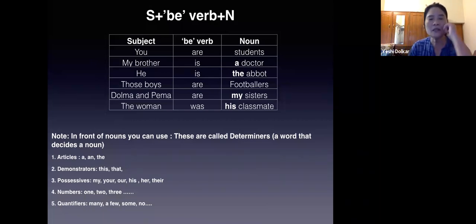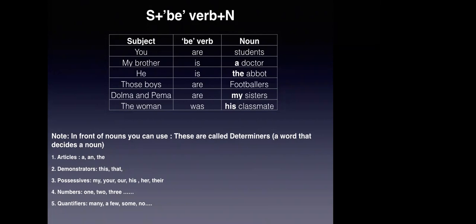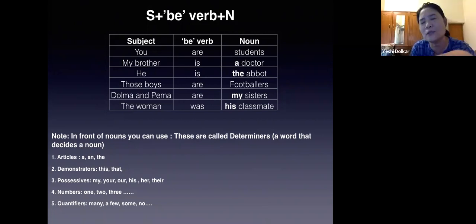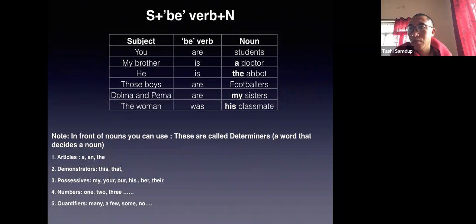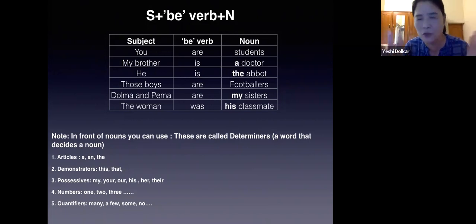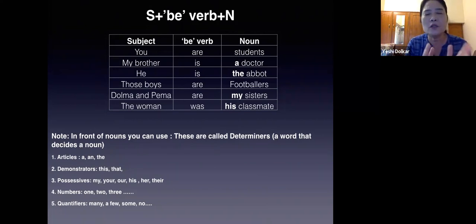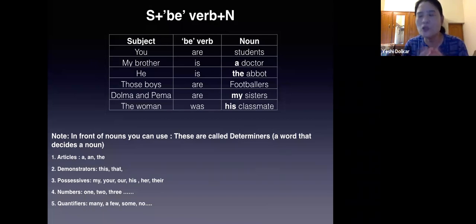Okay. So this is how this pattern works. Subject, verb, plus the noun. Now the verb over here, is it an example of a be verb? Linking verb, non-action verb. The sentence is not right with an action verb. My brother looks a doctor, that is not right.